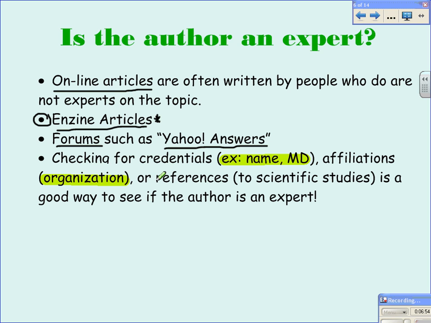Another way that we can identify authors that have some expert knowledge is if we see references in the article that we're reading. References might be, for example, a link to a scientific study. That shows that the person is basing their argument on some facts, okay? And that's an excellent way to give us more confidence in the article that we're reading.